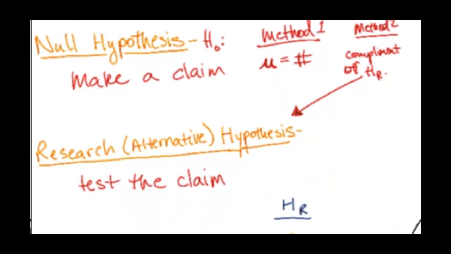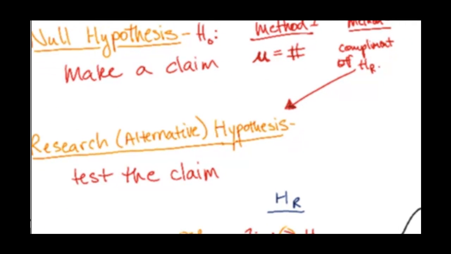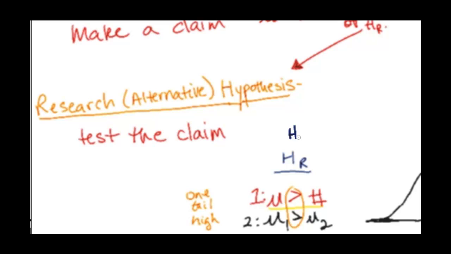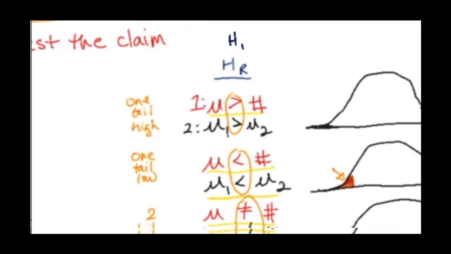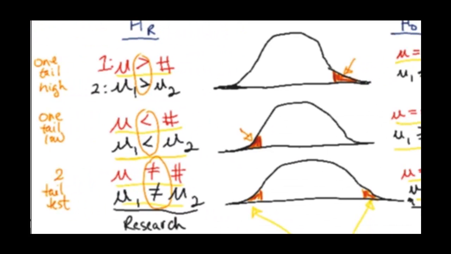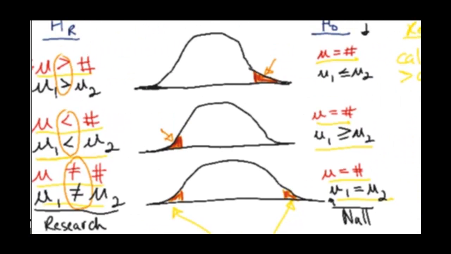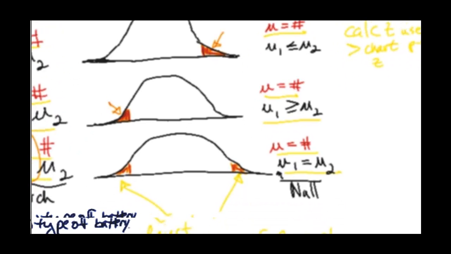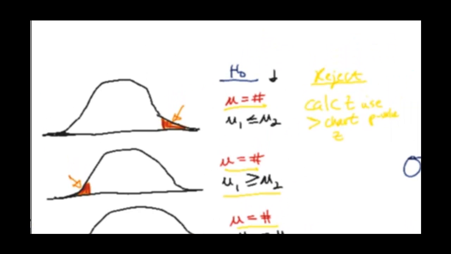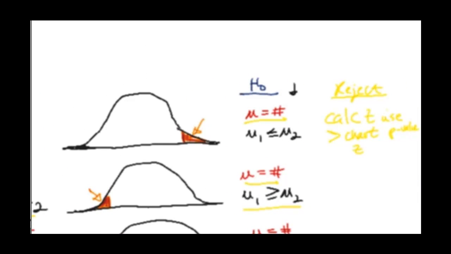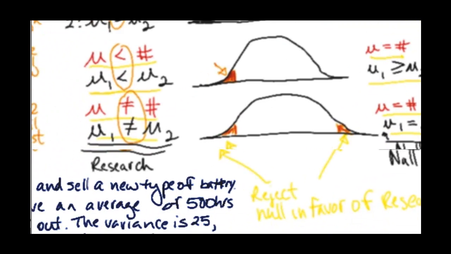But the null hypothesis says the mean equals a number in method 1. And then the research hypothesis, H sub 1, is what some textbooks also use. We're going to say either greater than, less than, or not equal to based on the question that's posed. And then from there we can reject or accept depending on whether we're using z-scores or t-scores. If the standard deviation of the population is known, then we use a z-score. If it's unknown, then we use a t-score.